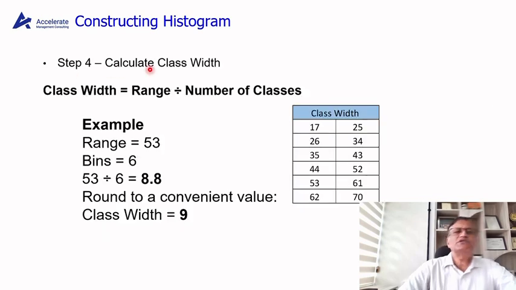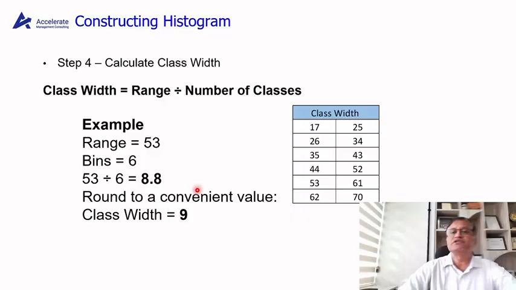The next step is calculating class width. Class width is equal to range divided by number of classes. Our range was 53 and we had 6 bins, so our class width becomes 8.8, and we round it off to a convenient value, which becomes a class width of 9.